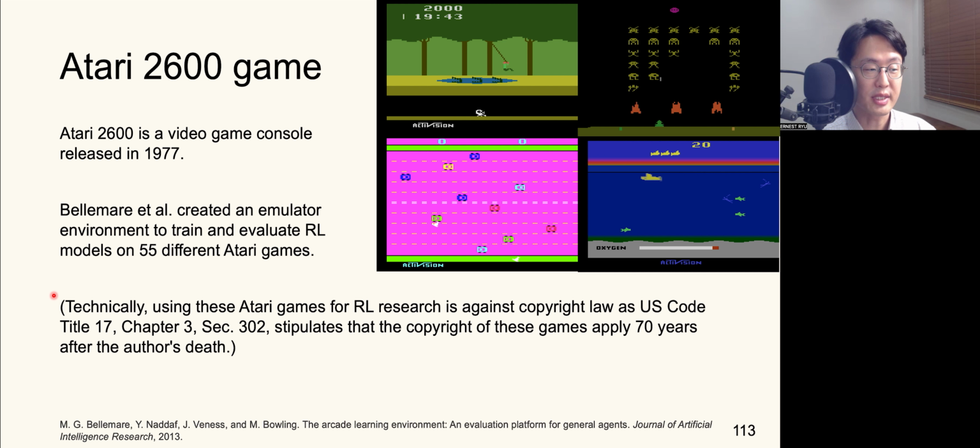I'll just mention as an aside that technically, legally speaking, using these Atari games for RL research is against copyright law under US Code Title 17, Chapter 3, Section 302, which stipulates that copyright of these games applies to 70 years after the author's death. And not even 70 years have passed since the release of these video games. So the RL researchers are pirating these video games for the purpose of academic research.